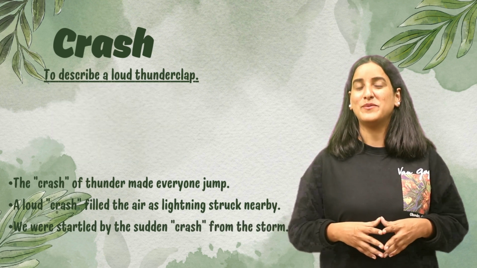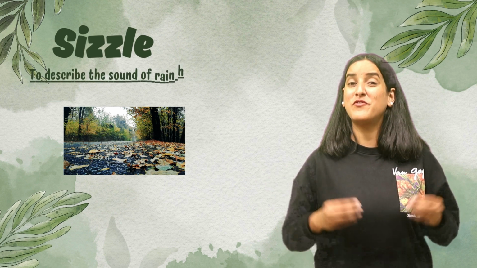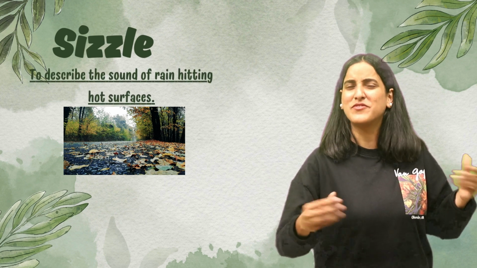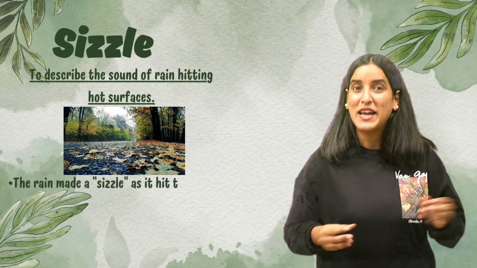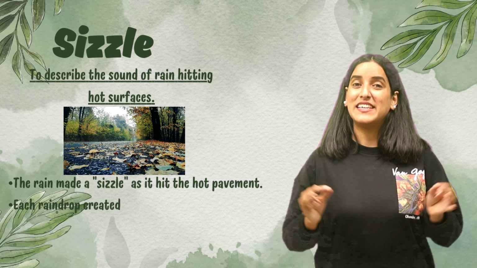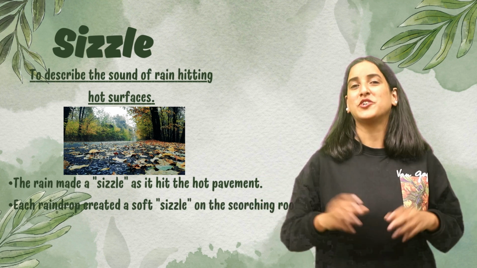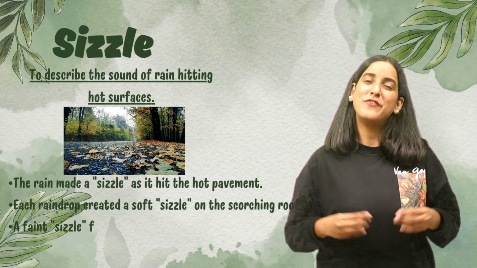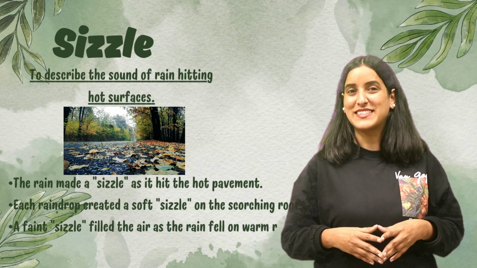Let's guess this one now. This one is sizzle, right? Now this one is used to describe the sound of rain hitting the hot surface or anything hitting the hot surface, right? For example, the rain made a sizzle as it hit the hot pavement, right? Each raindrop created a soft sizzle on the scorching roof. The third one being a faint sizzle filled the air as the rain fell on the warm rocks, right?